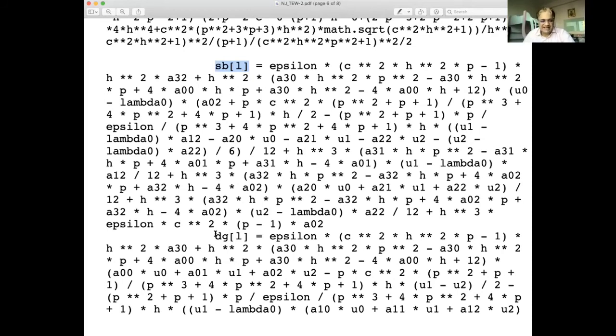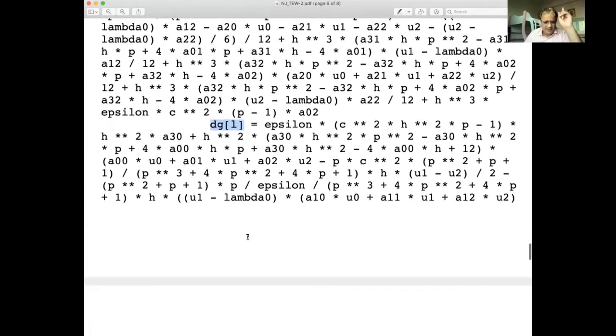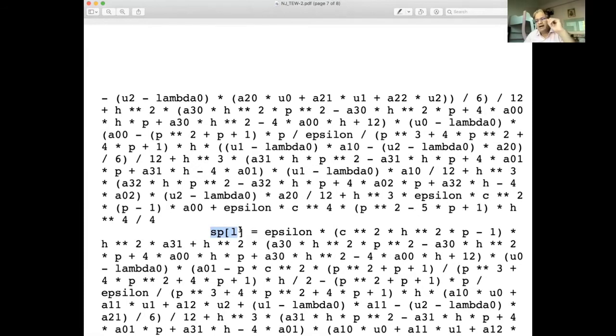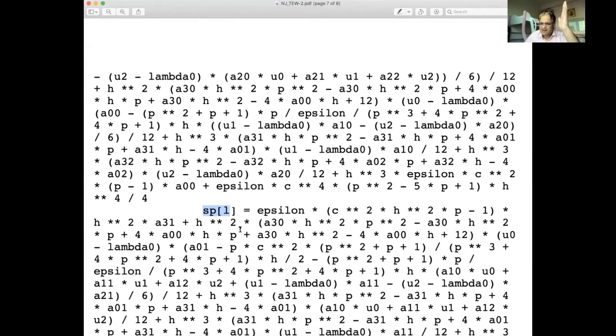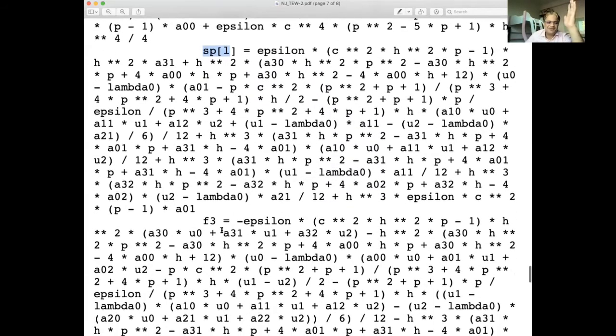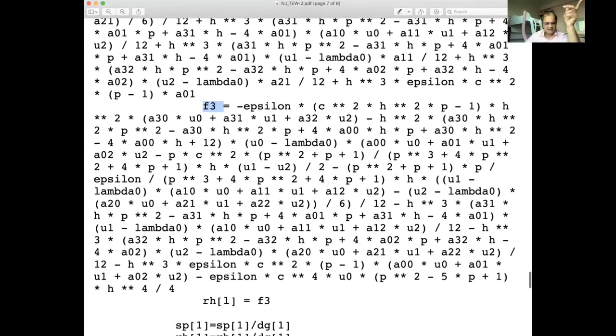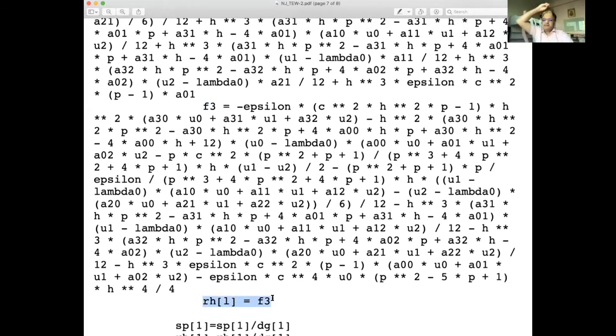Similarly, dz is calculated with the help of del T by del U naught, the Jacobian. And again, sup is basically del uppercase T by del U1. All the sub and sup diagonals are calculated. Now you have to write what is RH. This F3 is basically RH. In the last line I have written RHL equal to F3. What is this RH? RH is basically your whole scheme, whole uppercase T.